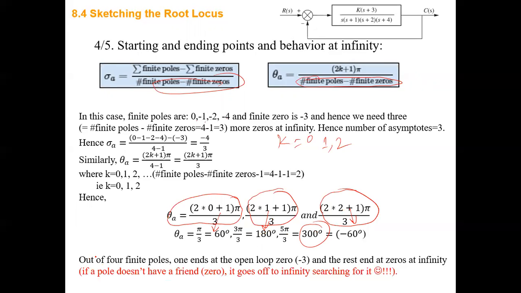Remember this: out of the 4 finite poles, 1 ends at the open loop zero at -3, and the rest 3 go to zeros at infinity. It means if a pole does not have a friend, which is a zero, it goes off to infinity to find it.